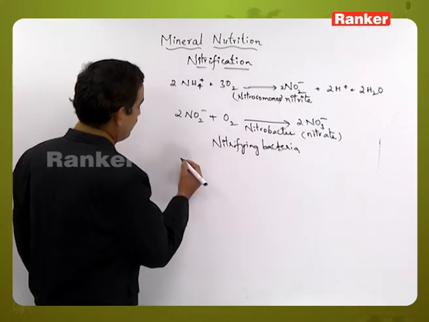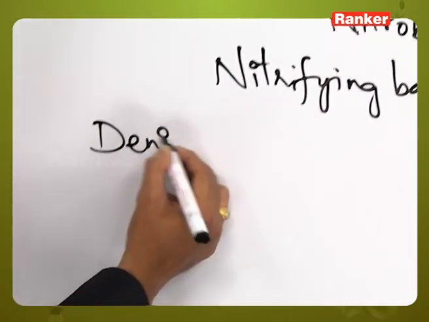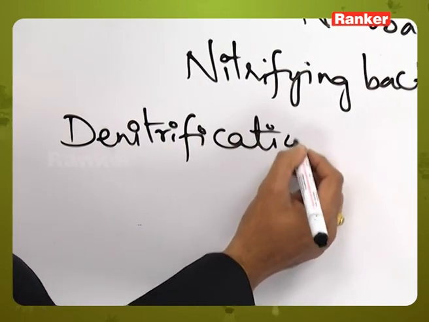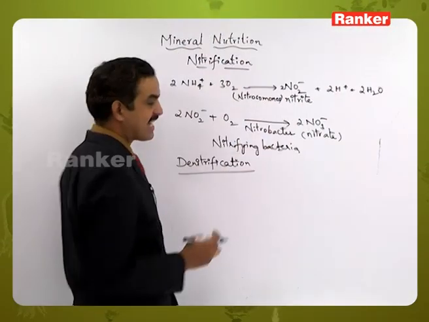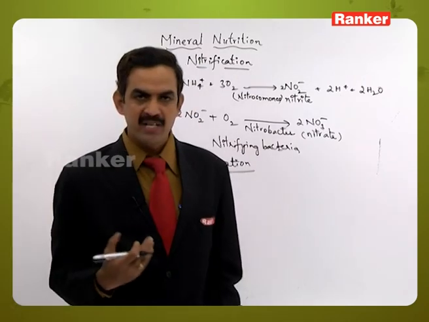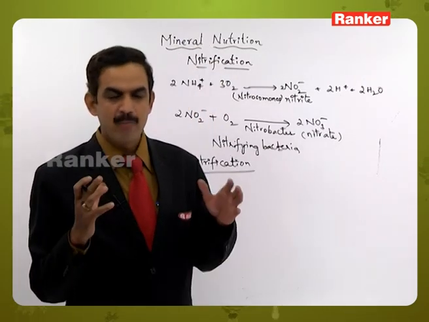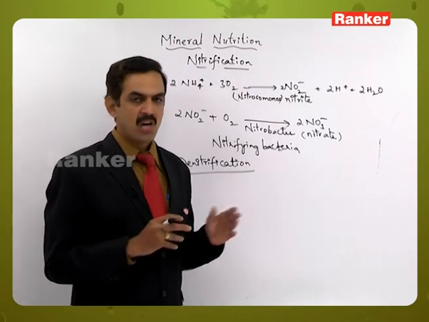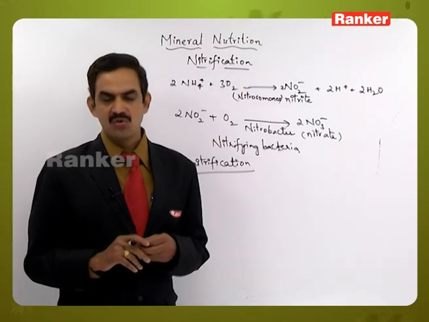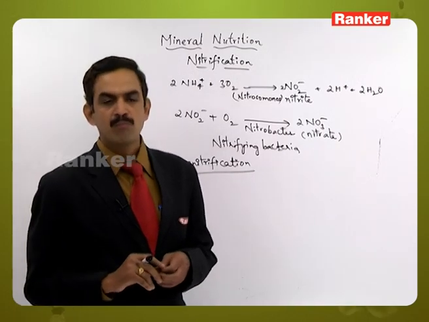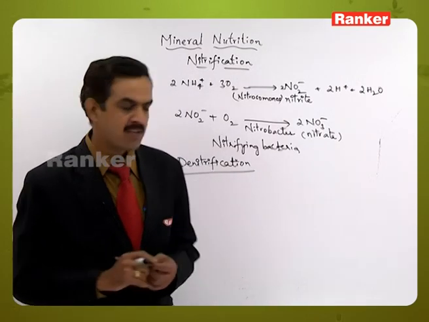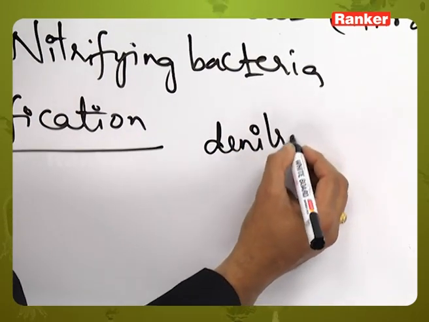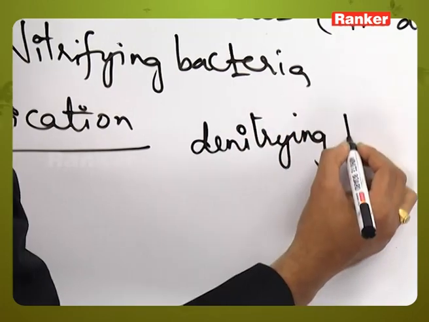Now here the last step in the process of the nitrogen cycle is denitrification. That is, the nitrate so formed will be reconverted into molecular nitrogen in order to balance the concentration of nitrogen in the atmosphere. The process of the conversion of nitrate into molecular nitrogen is called denitrification, and the bacteria which are concerned with it are called denitrifying bacteria.